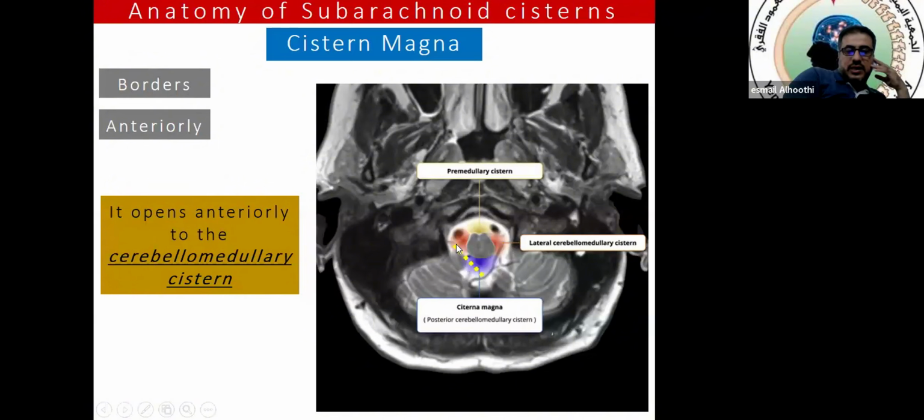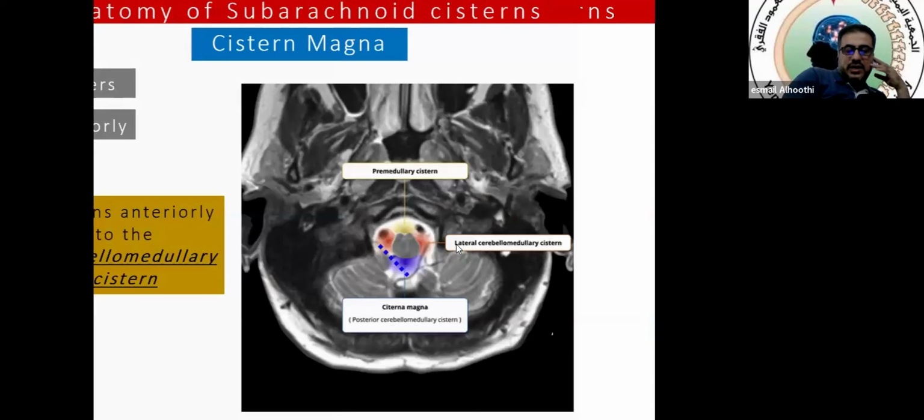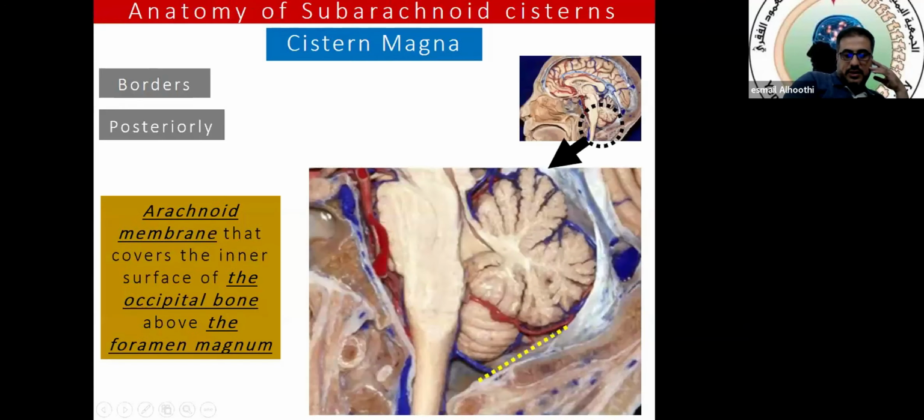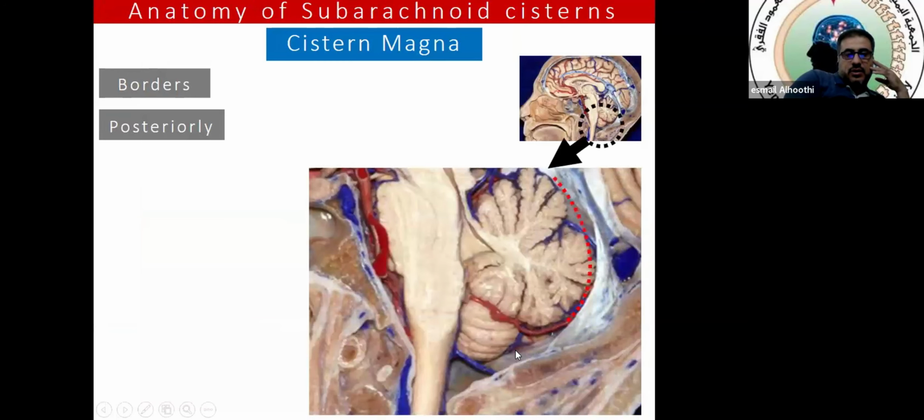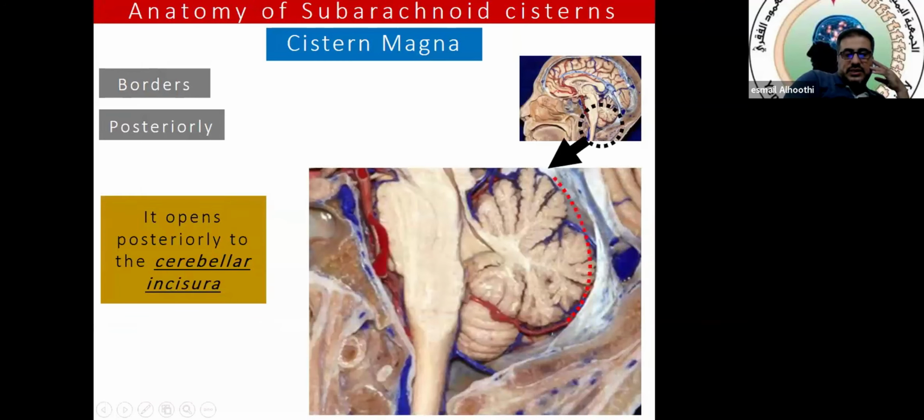The posterior border of the cisterna magna is the arachnoid membrane, which covers the inner part of the dura from the occipital bone, the arachnoid which covers the inner surface of the occipital bone and the dura here. Posteriorly, it communicates with the cerebellar incisura.